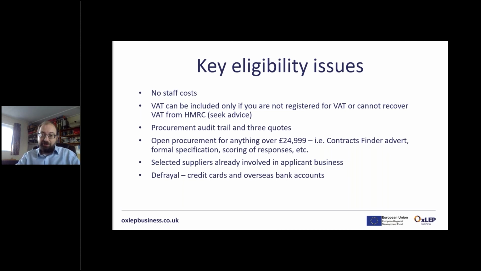For anything above £24,999, so 25,000 and above, there has to be an open procurement. Now that includes an advert placed on Contracts Finder, which we can help with, a formal specification, formal deadlines, scoring of responses, formal notifications of outcomes, that sort of thing. If you think you're going to go through the open procurement process, please talk that through with the team. It's critical that the process is robust and that you get it right first time, because it is very difficult to retrospectively fix issues with an open procurement process.